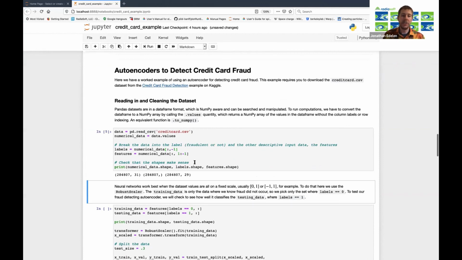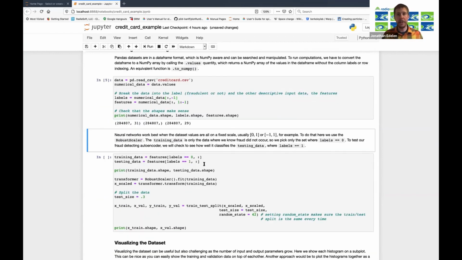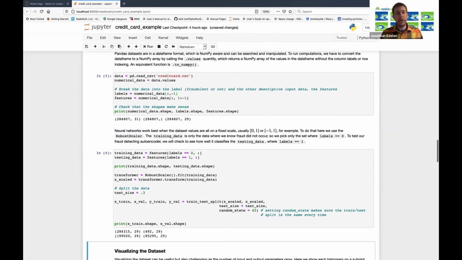This cell is just extracting the labels and splitting it up, because the data set does have labels in it, but for using autoencoders, we want to separate the data that is labeled as fraudulent from the data that's labeled as non-fraudulent, because we don't want to train on any data that's labeled as fraudulent. The idea is that you don't know whether or not you're going to have a fraudulent credit card transaction, or you don't know what fraudulent looks like necessarily, but you do know what normal looks like, so you can train on that.